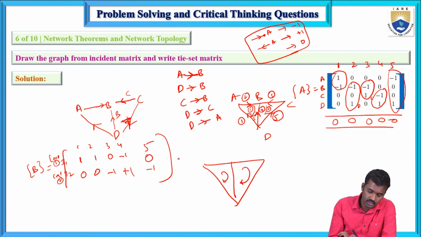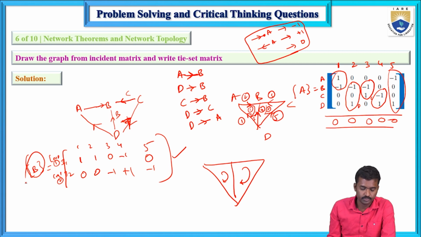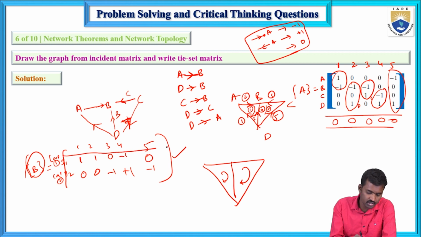This is the tie-set matrix, the loop matrix. It is represented with B. Here these are the branches and these are the loops, the loop currents.